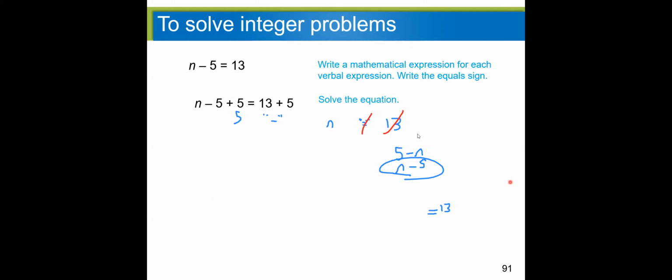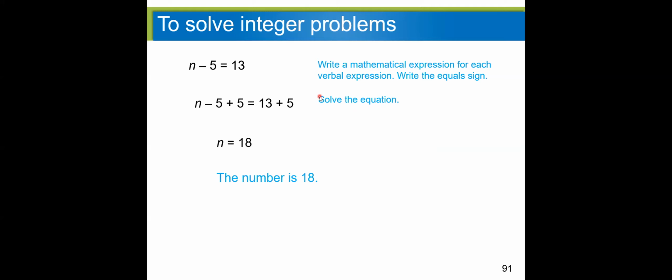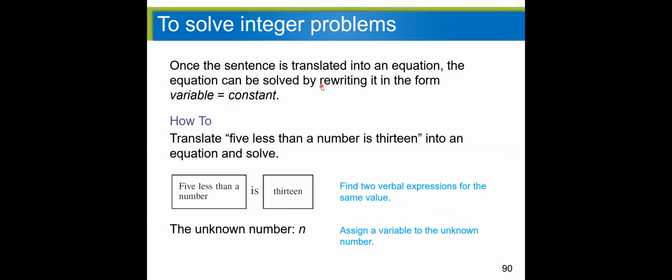n minus 5. There you go. Now you know what n minus 5 is. You can, as shown there, solve it. So here we add the 5 over, getting us n equals 18. 5 less than, so what if we said instead of number, we say 18? 5 less than 18 is 13. Does that sentence make sense? 5 less than 18 is 13. To me, that sentence makes sense.